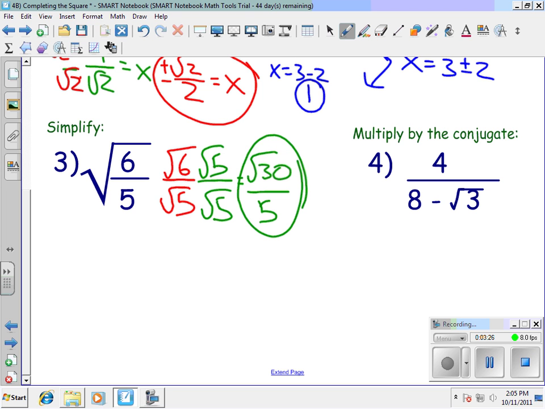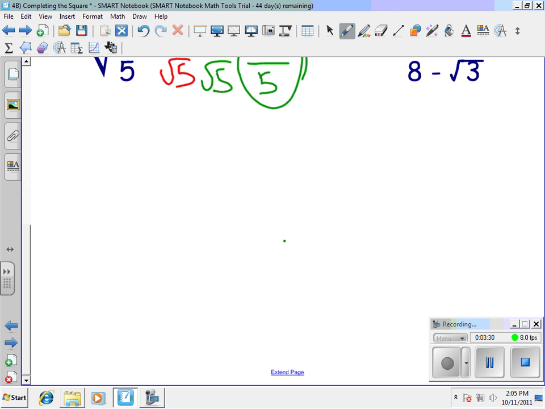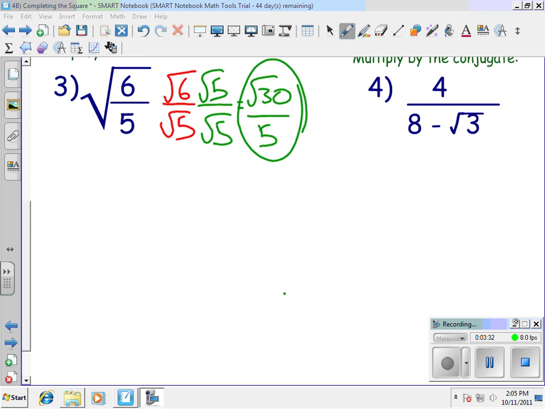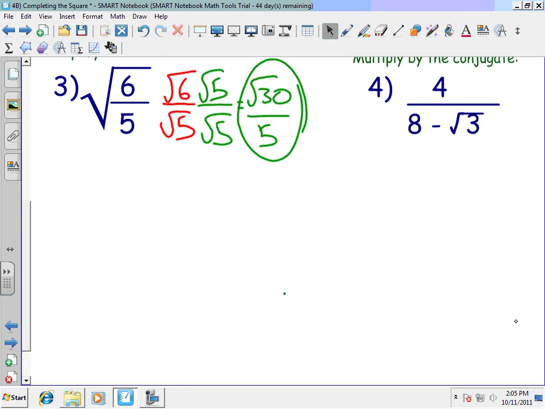Number 4 is very similar. Let me scroll down a little bit so we have a little more room. Again, we're going to multiply by the conjugate. The conjugate is simply the exact same expression, but instead of a minus, we change it into a positive, and I do it to both the top and the bottom.